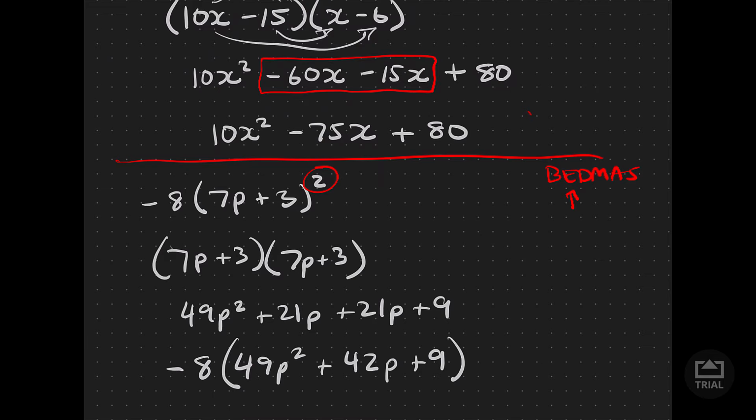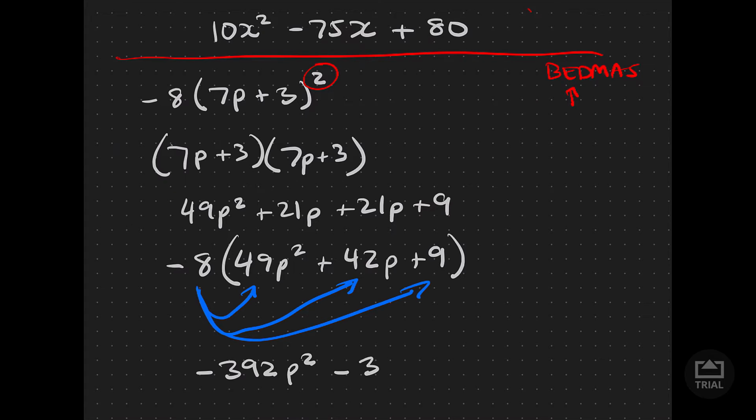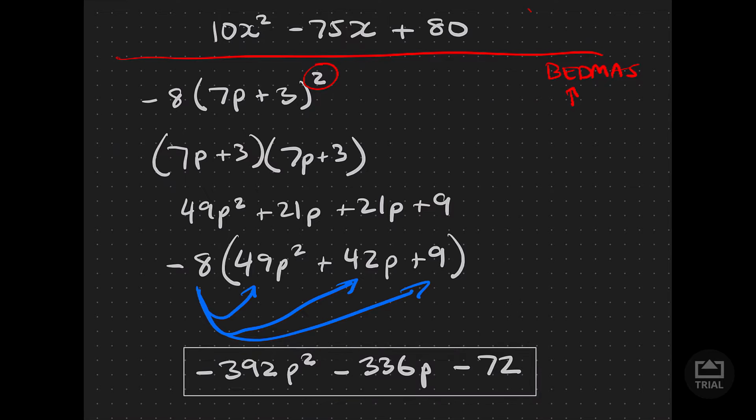And the last thing we need to do is multiply this negative 8 times all 3 terms in the trinomial. So negative 8 times positive 49p squared is going to be negative 392p squared. Negative 8 times 42 is going to be a negative 336p, and negative 8 times positive 9 is going to be a negative 72. And that will be our final answer.